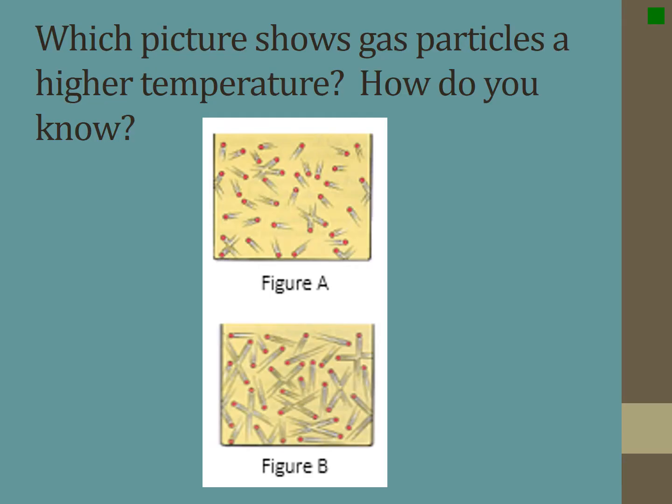All right, so which picture shows that gas particles have higher temperatures, and how do you know? So we've got to look at figure A versus figure B. If you look at figure B, you can assume that they are going faster. Why? Because their whooshies are longer. And we're assuming that each whooshie is for an amount of distance over the same amount of time. And so this one means that it's going faster, and therefore it has a higher temperature because faster equals higher temp.